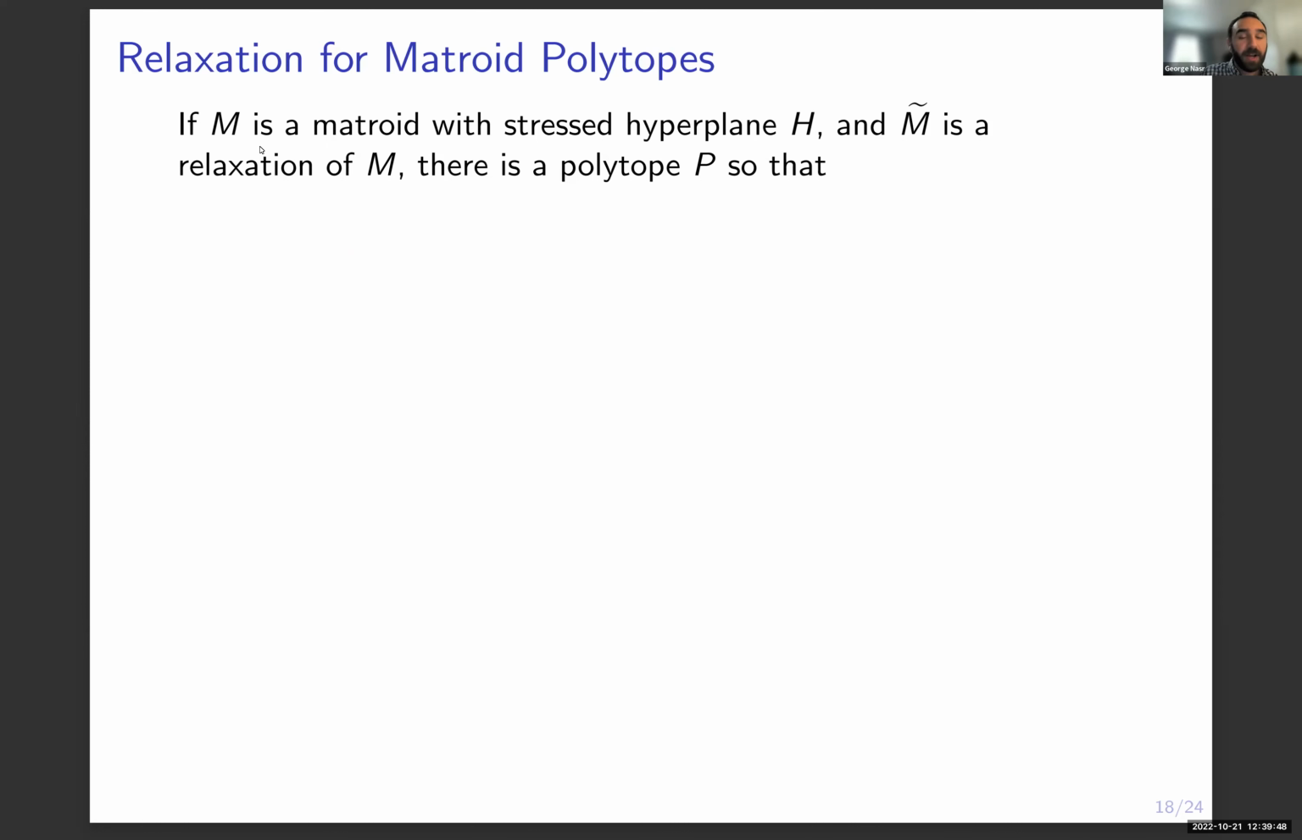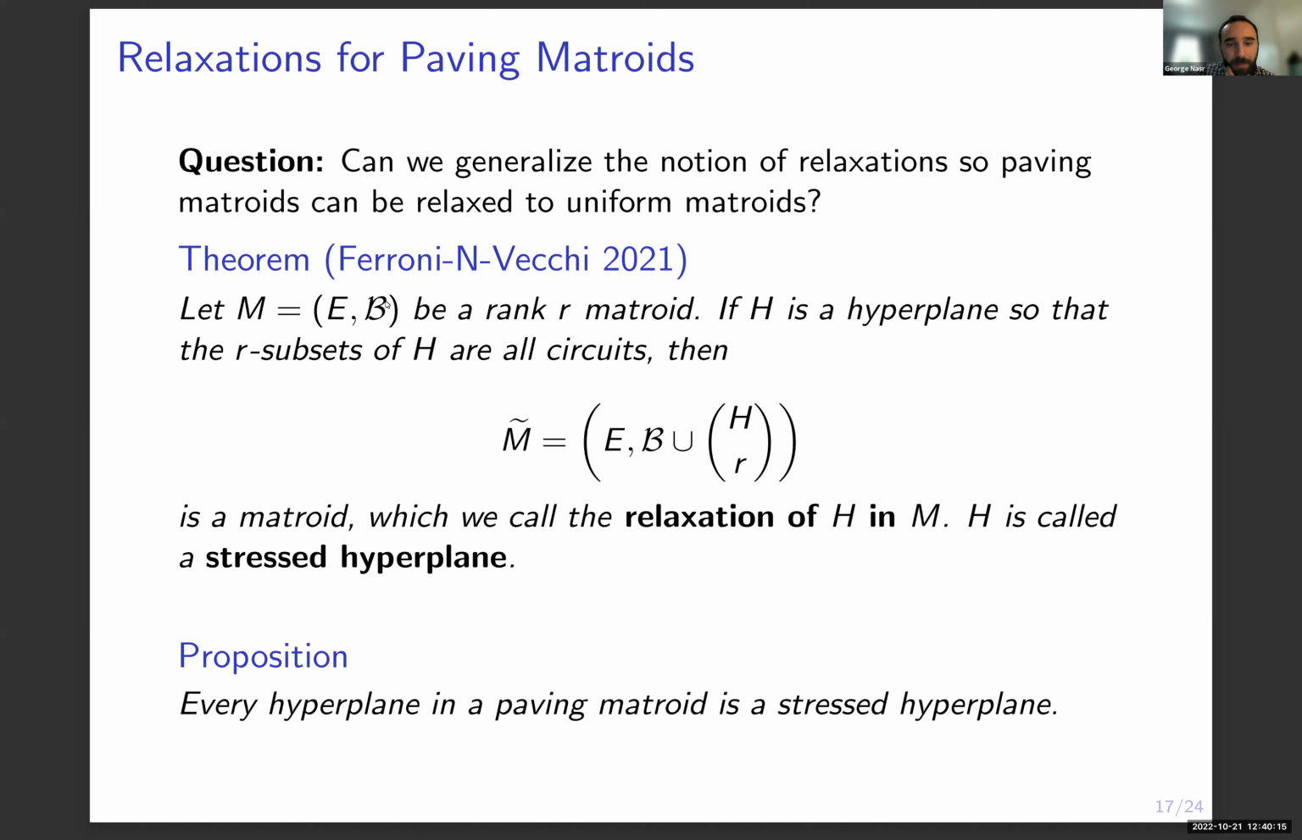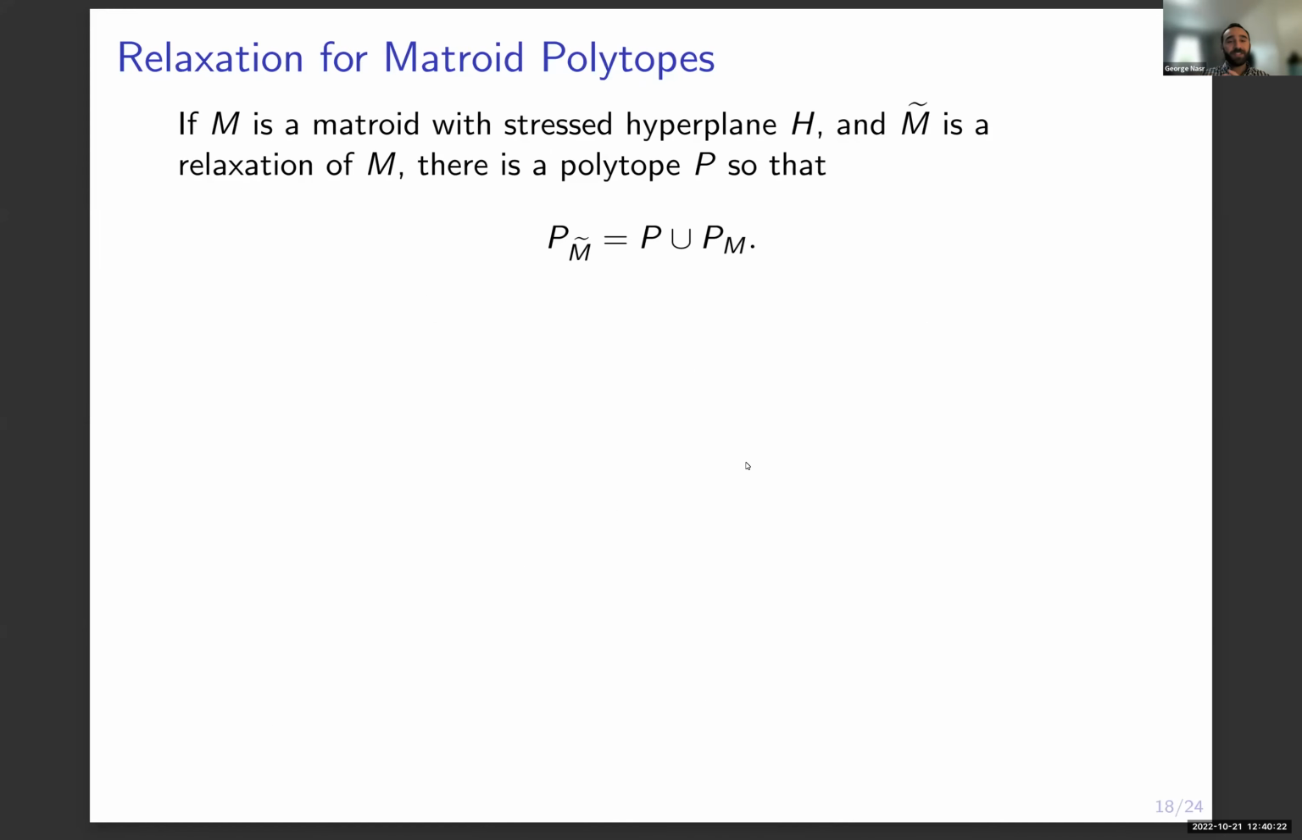So here's just my setup. I've got my matroid, a stressed hyperplane, its relaxation. So when I do this, there must be a polytope P, so that the base polytope of the relaxation is P union the base polytope of M. Remember that it's been a while since we said what these definitions were, but remember the base polytope is the convex hull of these points that correspond to bases. And I'll just go back to the prior slide real quick and point out that the bases of M tilde are the bases of M along with some extra sets. So you should be thinking of this relaxation on the level of polytopes as I'm starting with the base polytope for M. I'm then adding some more points and taking a new convex hull of everything. So there should be some P that I'm really gluing onto the original base polytope.